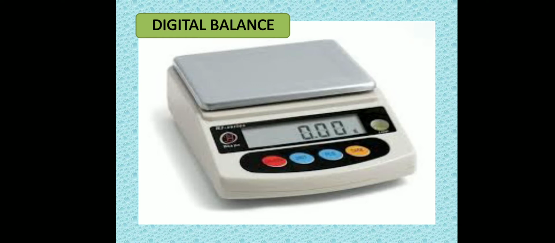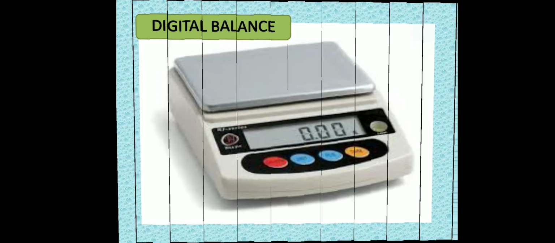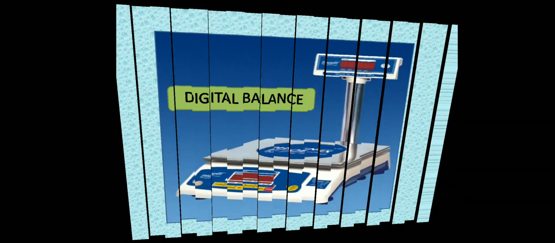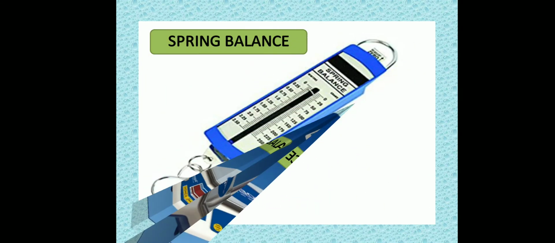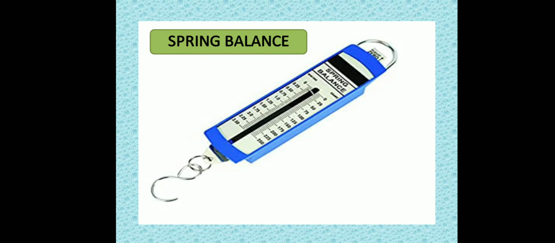Look at the picture. This is a picture of a digital balance. This is also the image of a digital balance. It is used to weigh the heavier objects. Give a look at this picture. Can you identify which balance this is? Yes, this is a spring balance. It is also used to weigh the objects.